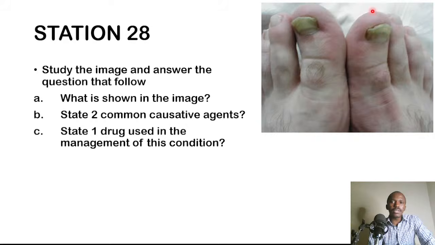Then moving on to station 28, study the image and answer the questions that follow. What is shown in the image? State 2 common causative agents. State 1 drug used in the management of this condition.